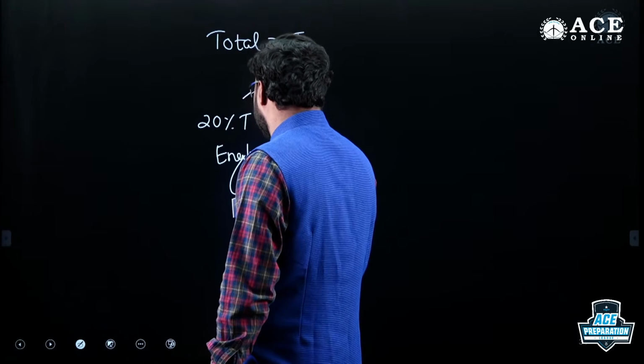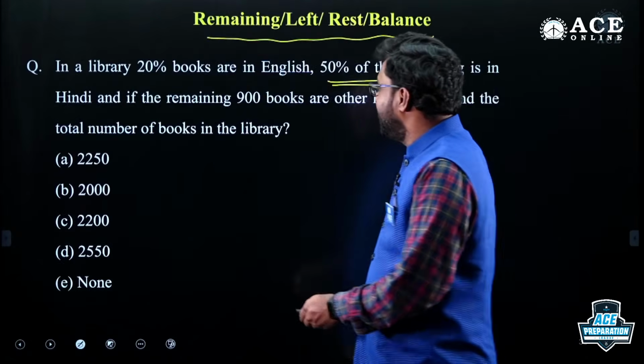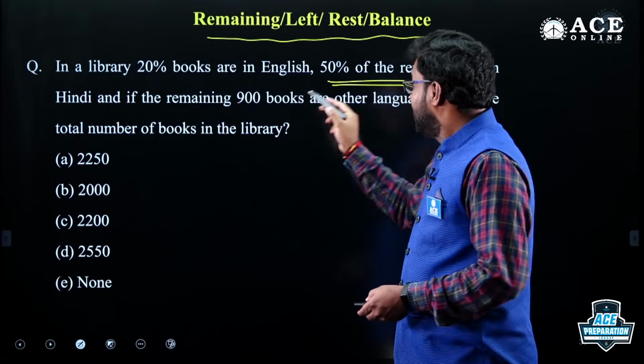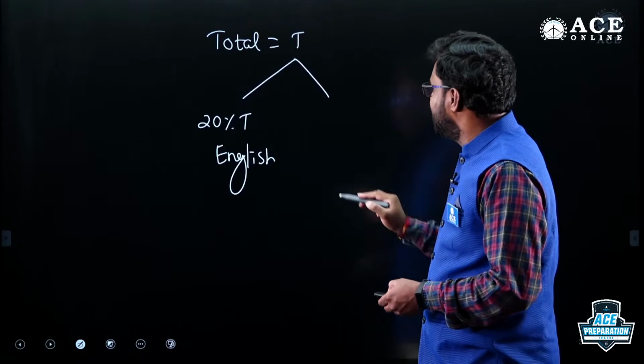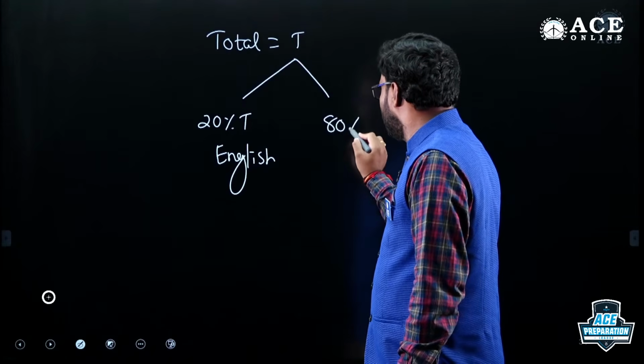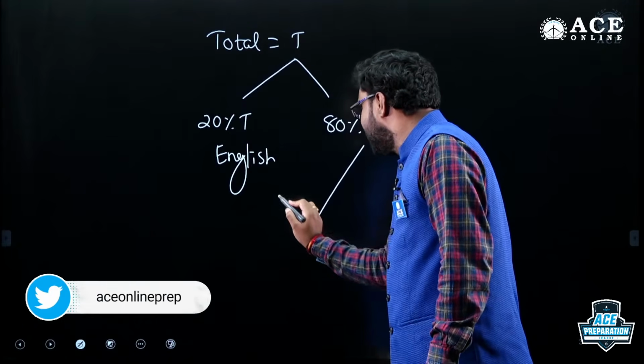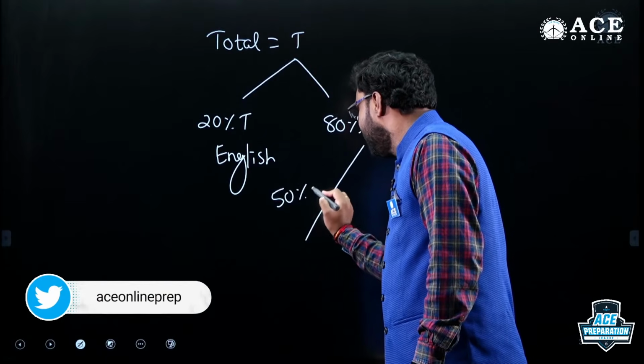20% of the books is English. Now what is the remaining? See, they mentioned 20% is English. Now remaining, what is the remaining here? 80% of the total. Now among this 50%, 50% means half.